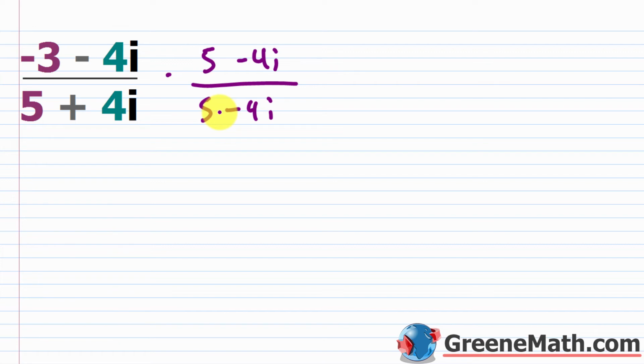We don't care what happens in the numerator. We're trying to get the radicals out of the denominator. So in the denominator here, again, I can just take this guy. 5 squared is 25. Then plus this 4 squared, that's 16. So this ends up being 41. Okay, so that's the denominator now.